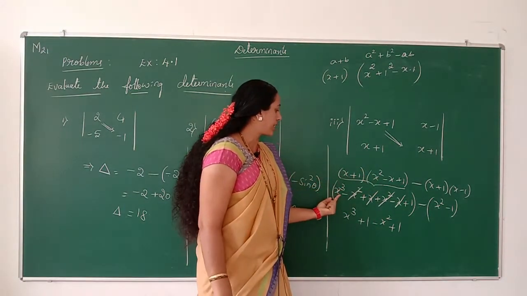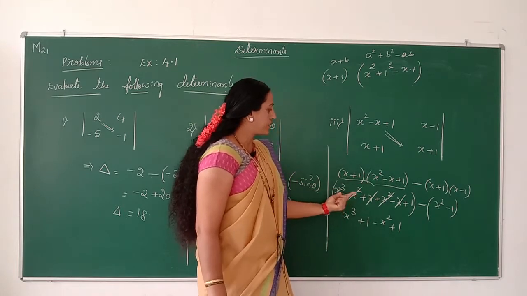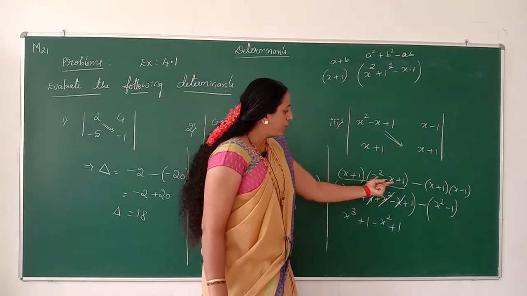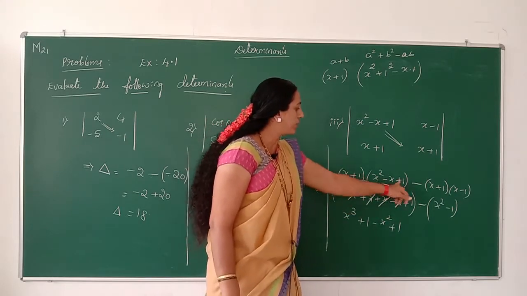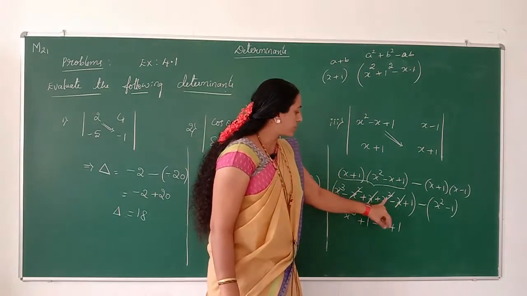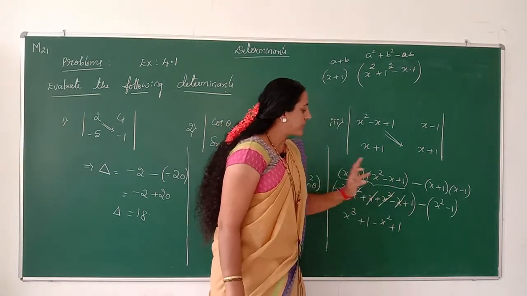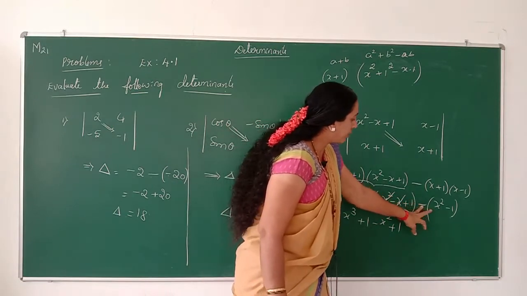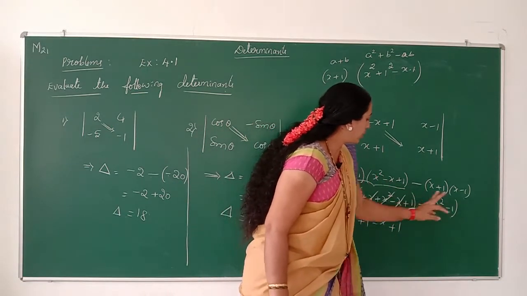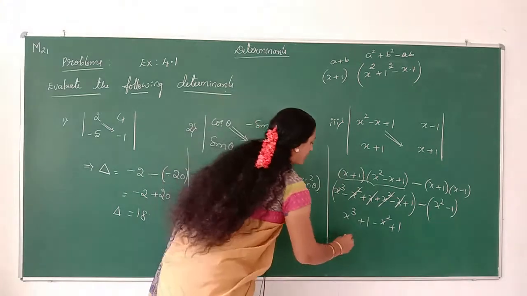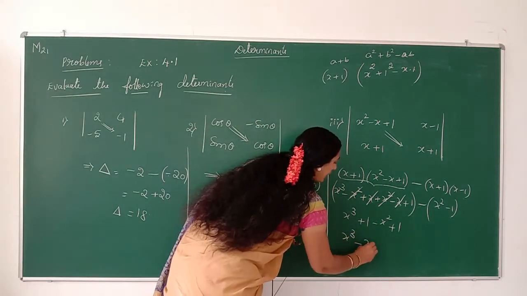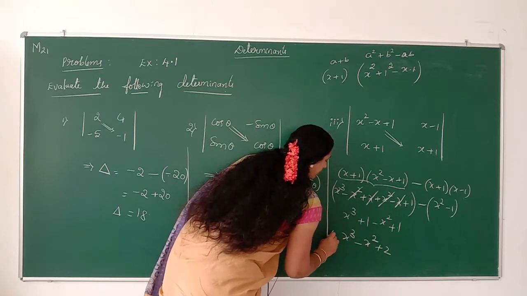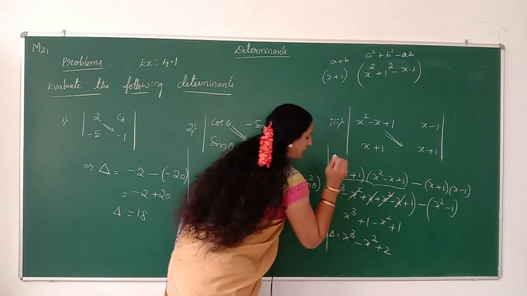X into x square is x cube, x into minus x is minus x square, x into 1 is x. 1 into x square is x square, 1 into minus x is minus x, 1 into 1 is 1. After that minus x square plus x square get cancelled, plus x minus x get cancelled. Remaining is x cube plus 1. And the second term is minus x square, minus into minus is plus 1. So that can also be written as x cube minus x square plus 2, which is the value of the delta or determinant.